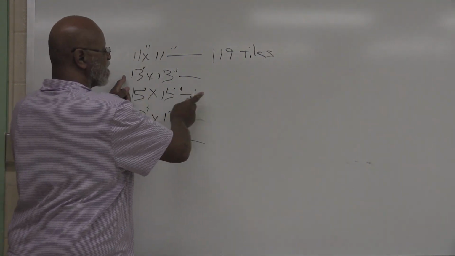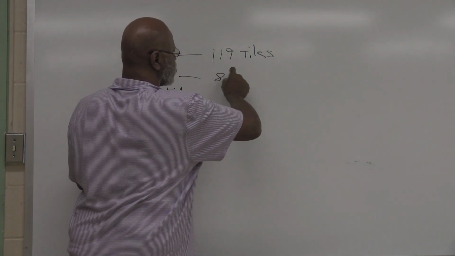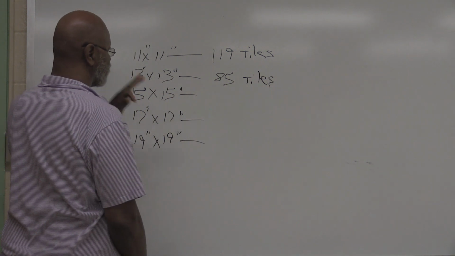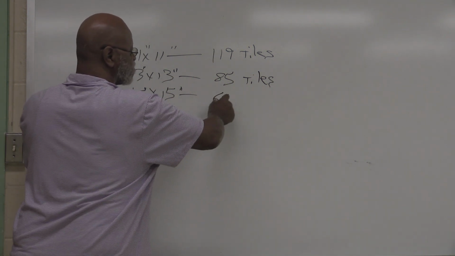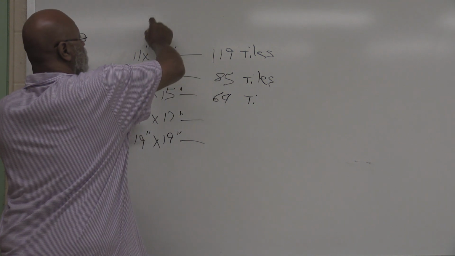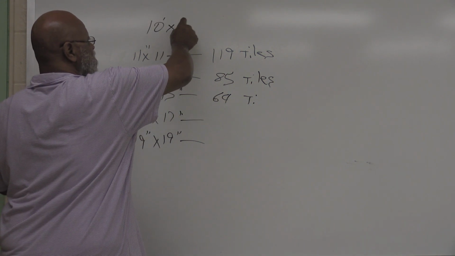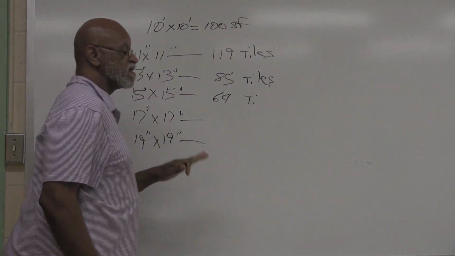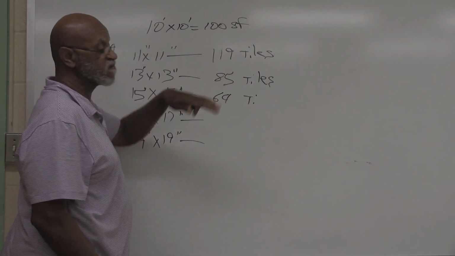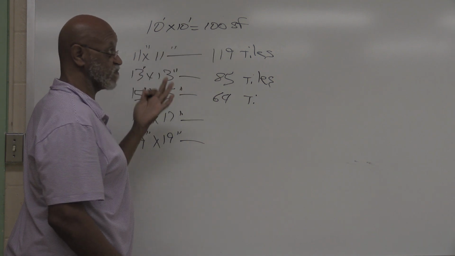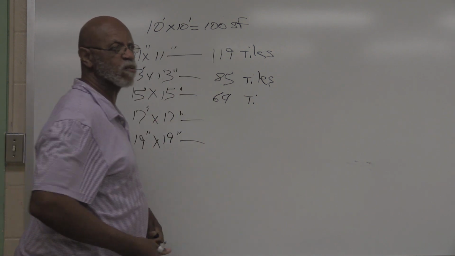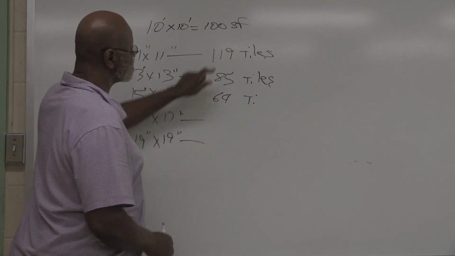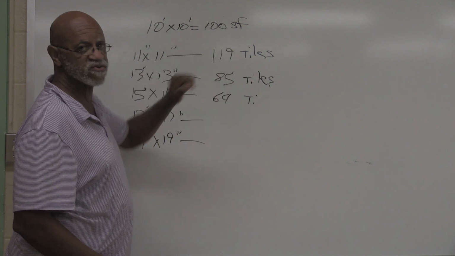And for 13 by 13, we'll use 85 tiles. All right? And let's say for 15, we need 64 tiles. These are all based on this 10 feet by 10 foot equals 100 square feet, right? So if you know one, then you will know the other. For example, if we did 10 by 20, that would be 200 square feet, and we just increase this by 2 as well. So these numbers are based on 100 square feet.